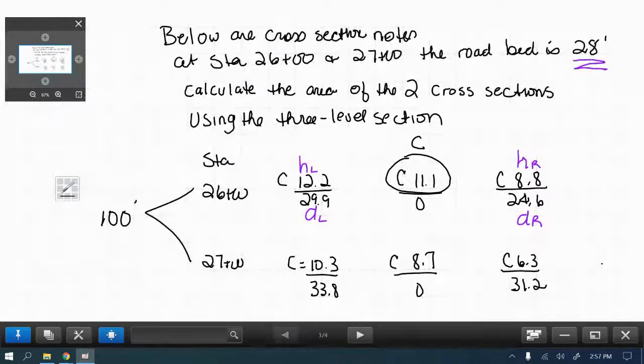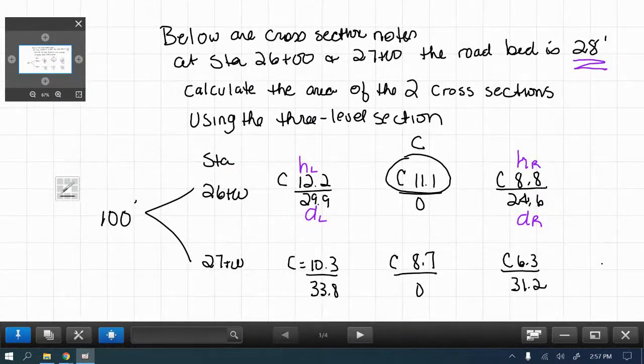I saw some that had no idea how to get the area in the middle. It's not just taking the average of the two areas. You have to decipher what the area in the middle is going to be. So let me take off these to give room. I want to look at this one right in the middle, 26 plus 50.